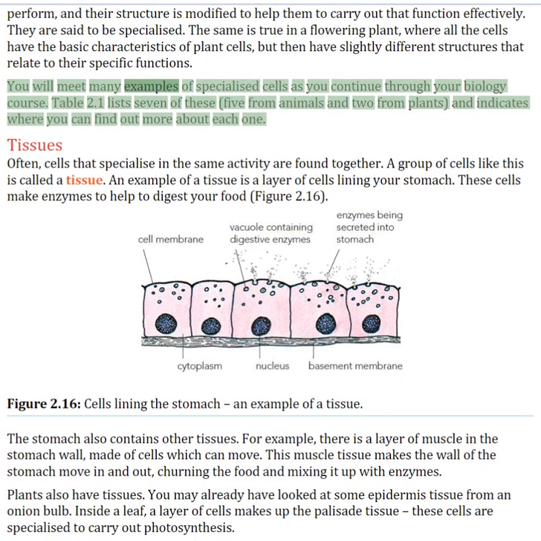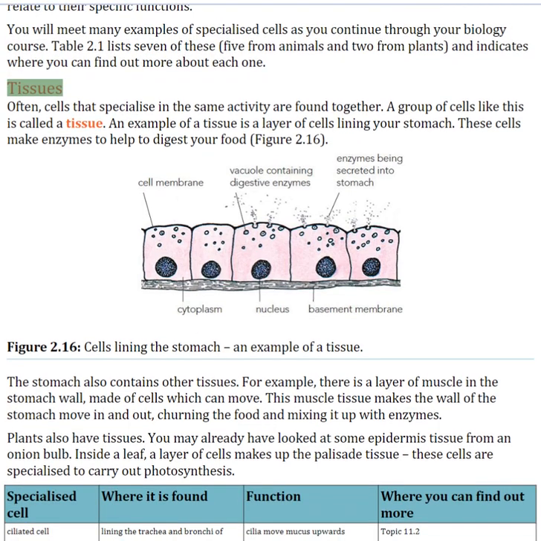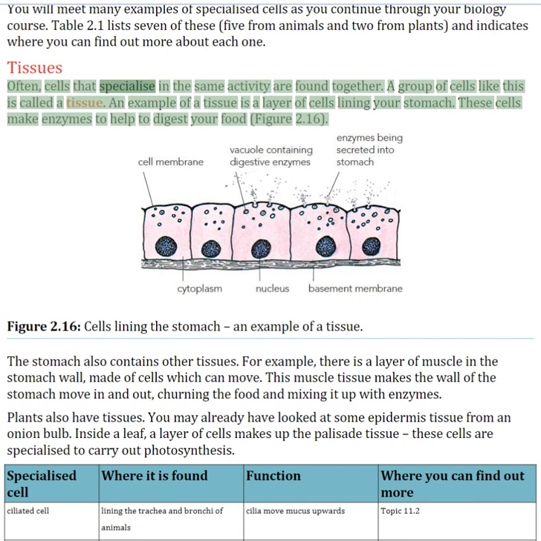You will meet many examples of specialized cells as you continue through your biology course. Table 2.1 lists 7 of these and indicates where you can find out more about each one. Tissues. Often, cells that specialize in the same activity are found together. A group of cells like this is called a tissue. An example of a tissue is a layer of cells lining your stomach. These cells make enzymes to help to digest your food.